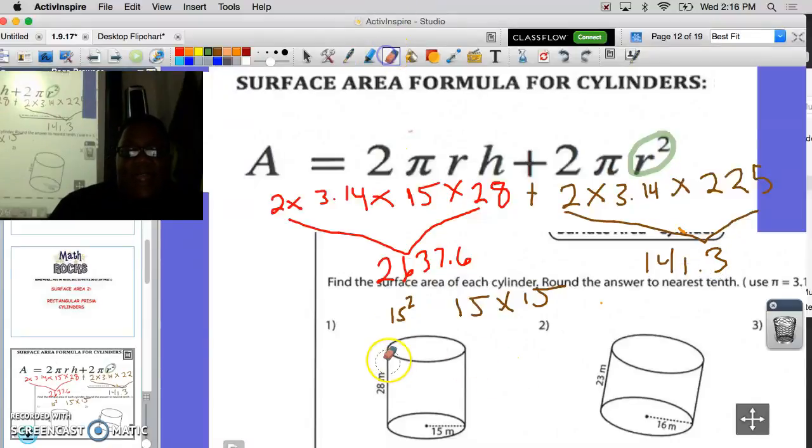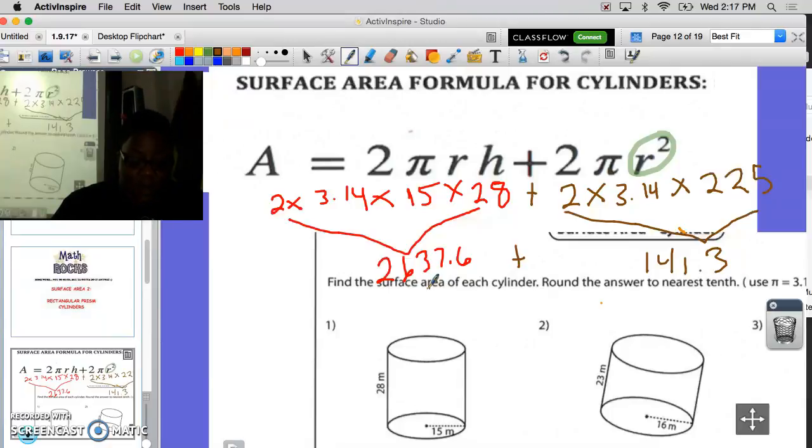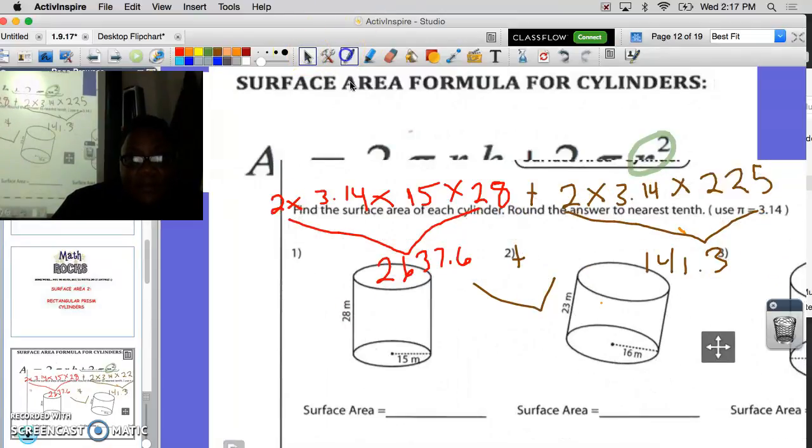The last part of this formula is to add those two numbers together in order to get our complete answer. So, 1,413 plus 2,637.6, I have 4,050.6. My answer is 4,050.6, so I can put that on my answer line there: 4,050.6 meters squared. Not too bad.